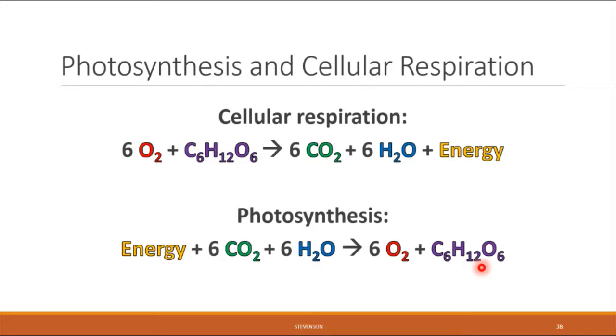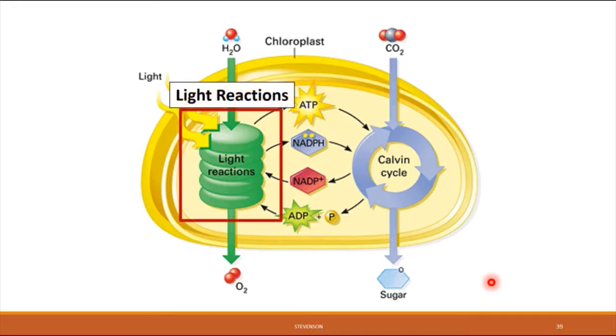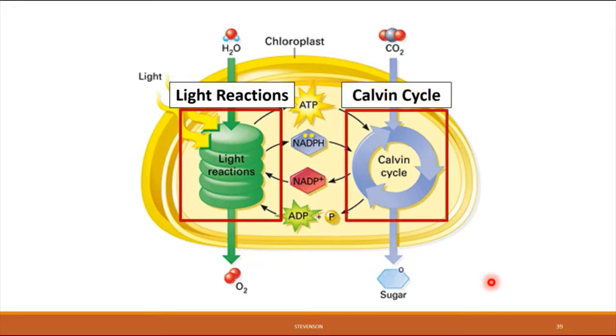So now that we've seen what goes in and out of photosynthesis, let's take a look at the inside of a chloroplast. Let's talk details about the steps involved in the process. We saw that cellular respiration was divided up into 3 separate phases. Photosynthesis is divided up into only 2. One of them is called the light reactions, and that one happens first. And the second one is called the Calvin cycle, and that one happens second.